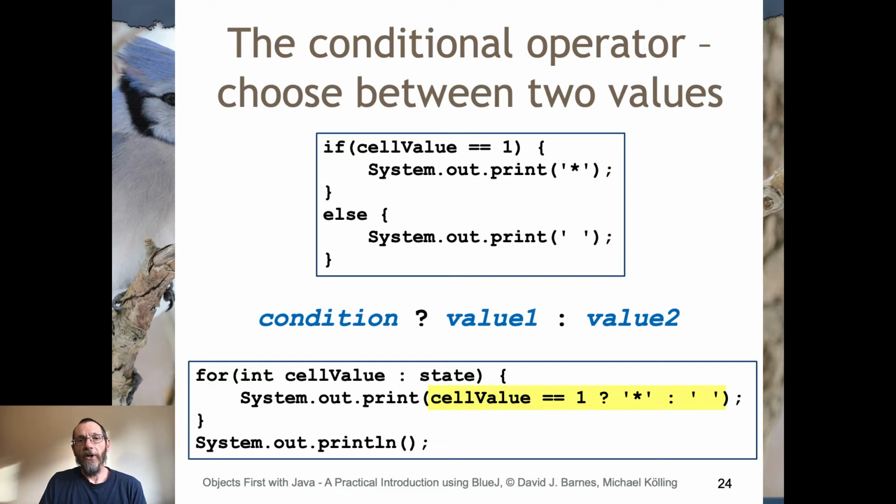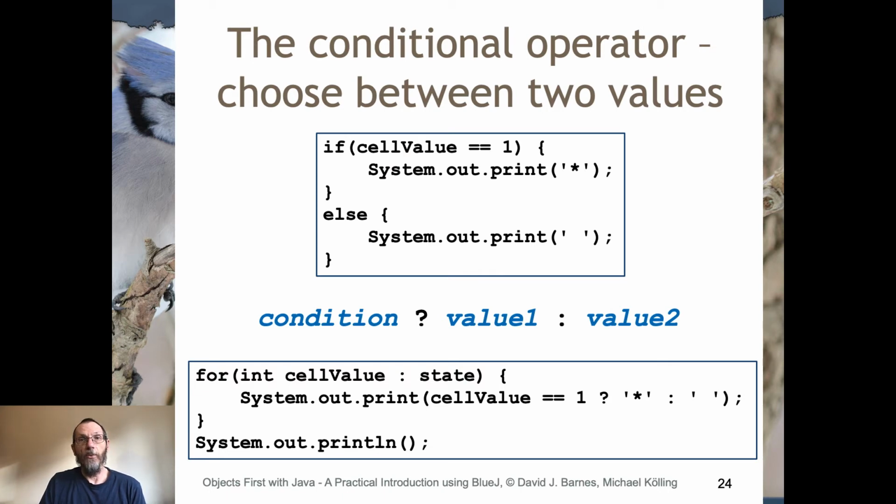So the Boolean expression, cell value equal to 1, is evaluated, and if it is, then the expression immediately following the question mark is the result of that, and we'll end up printing a star. But if the Boolean expression is false, then the value immediately after the colon character is selected, and it will be a space that's printed. So the if statement and the print in the lower piece of code are entirely equivalent.